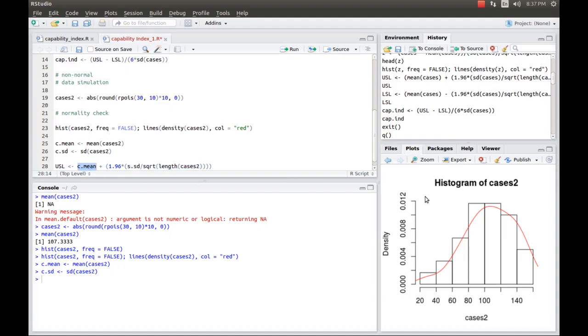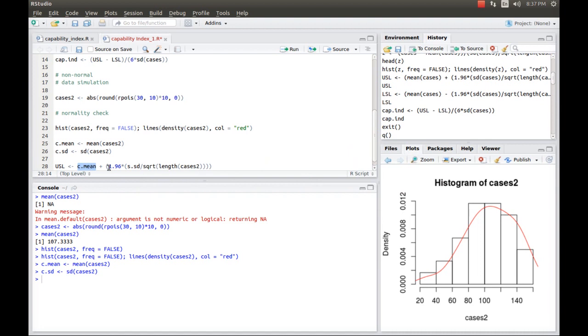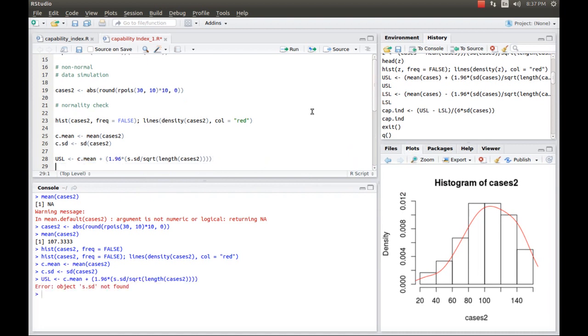C mean x bar, so upper specification limit is x bar plus Z sigma E. It is not sigma E actually, SE, which is standard error. So this is the way to compute the standard error, and 1.96 is the Z value. Let me press enter. I think there is a problem. This is the C standard deviation. CSD is the standard deviation.